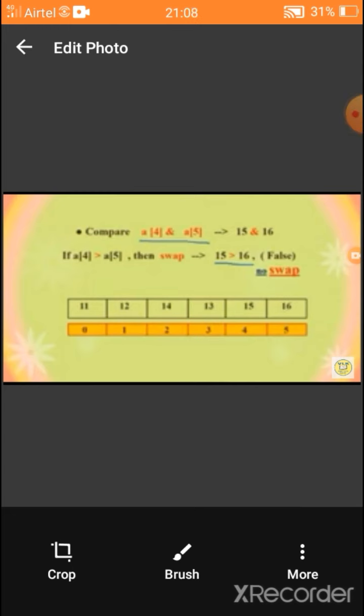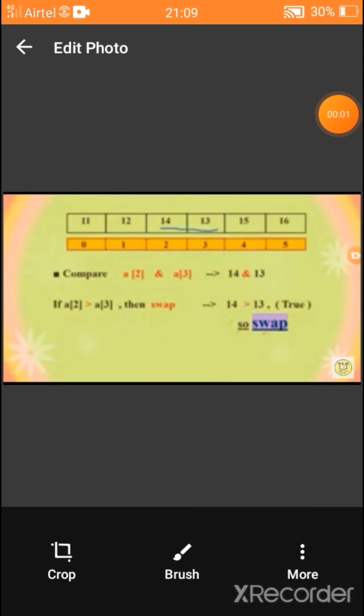Now look at the elements of the array. Are they in order? No. So it still requires swapping. So the bubble sort continues its process from the beginning of the algorithm. Bubble sort starts its process from the beginning of the array.